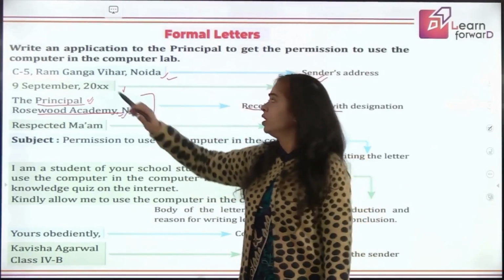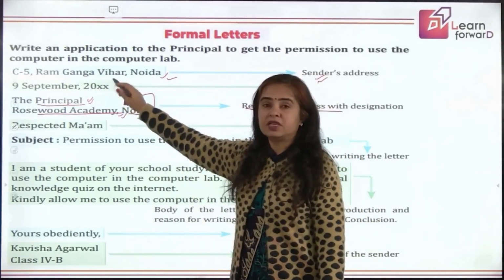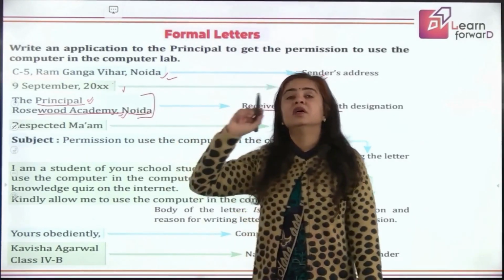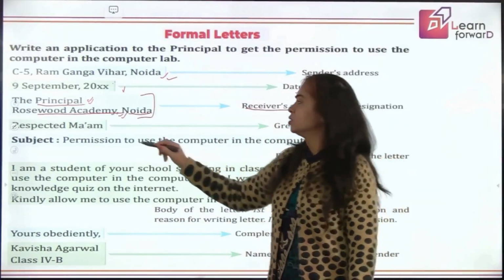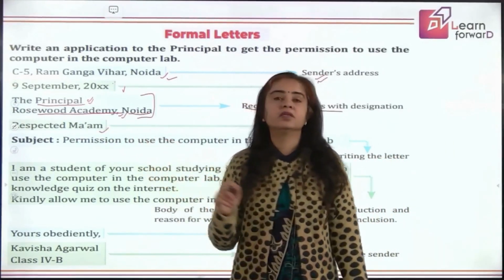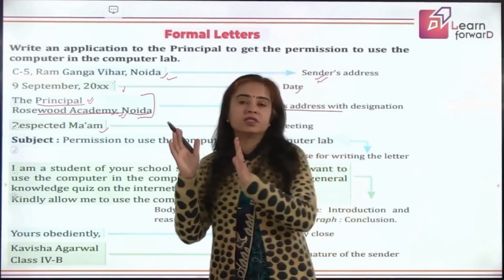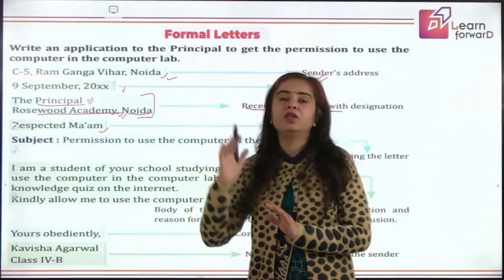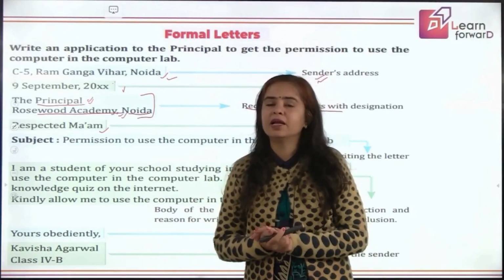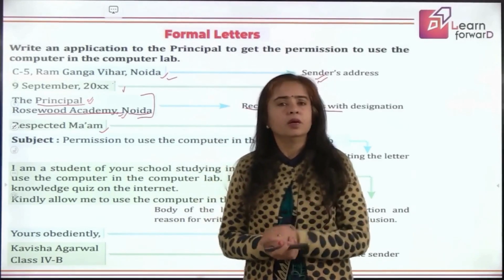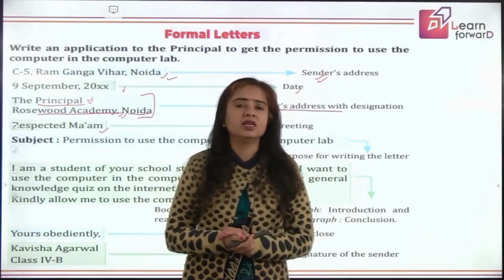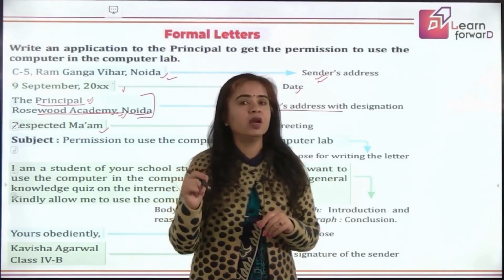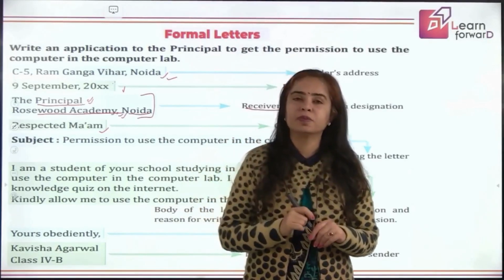So we begin with the address of the sender, that means your own address, then the date, and then the receiver's designation and address both. Now you have to address the person you are writing to. If that person is a female, you write "Respected ma'am." If that person is a male, you write "Respected sir." And sometimes, children, we don't know what the other person is, because the post designations these days are shared by females as well as males. So if you are not sure, then you always write "Respected sir."